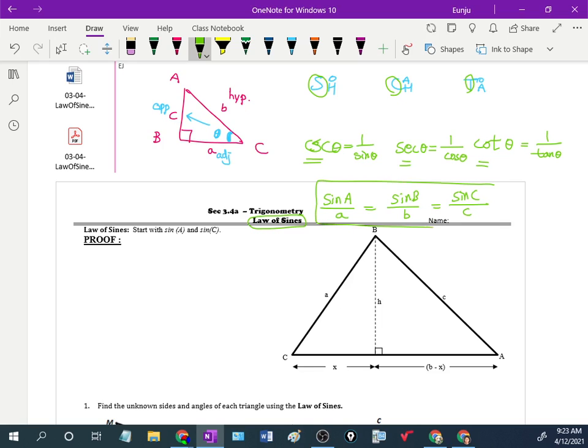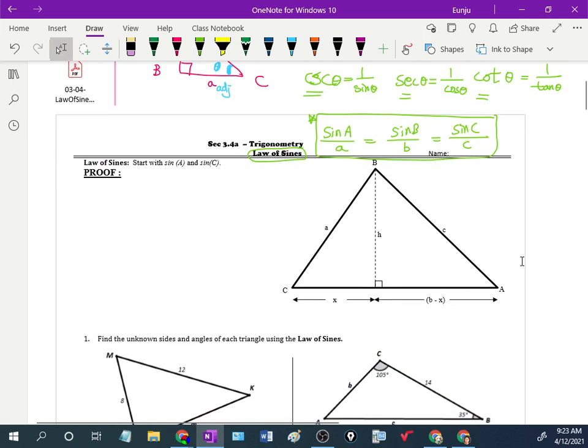You have 3 parts, but you can set up an equation using only 2 of them, and then use cross multiplication to find any unknown part. This is called the law of sines. We see sine 3 times, so we say the law of sines, plural. If there were only one sine, we could say law of sine, singular.